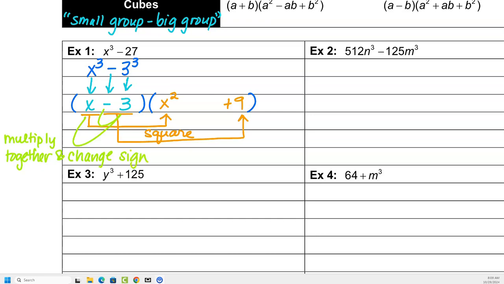Okay, so what's x times negative 3? Right, because you're going to multiply the x and the negative 3 together. So what is x times negative 3? Negative 3x. And then you are going to change the sign. So the negative 3x becomes positive 3x.